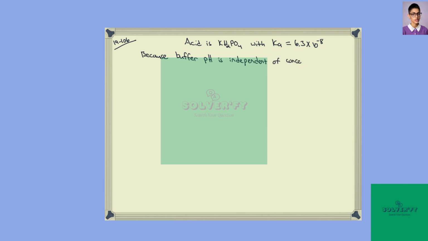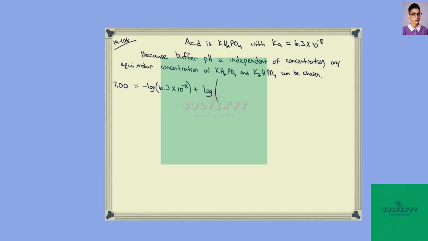Because the buffer pH is independent of concentration, I am going to choose a total volume of 1 liter and then modify the calculation at the end. Actually, I apologize. I'm going to choose 1 molar concentration. Doesn't matter what the molarity is, the pH of a buffer solution is independent of molarity, but choosing 1 molar will make the calculations easier.